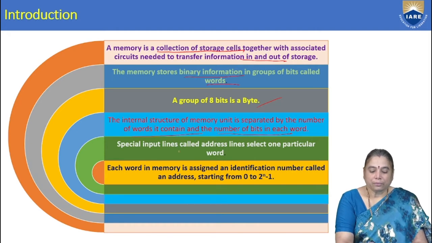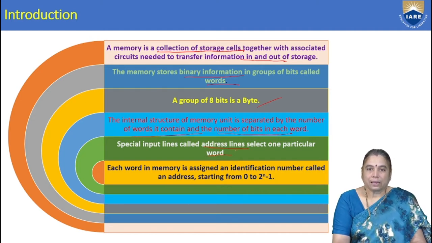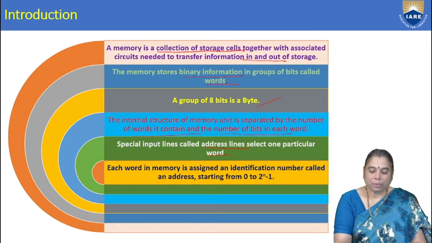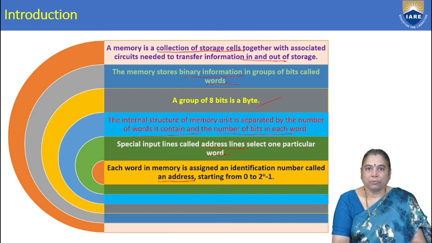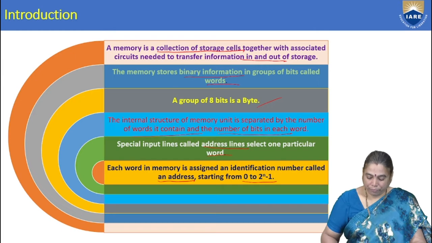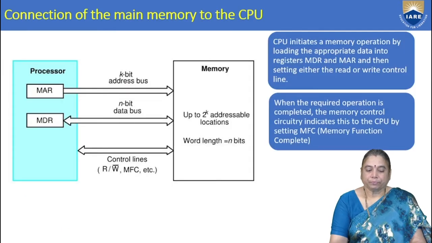Special input lines called address lines select one particular word. So address lines are used to select a specific location of the memory. Each word in the memory is assigned an identification number called address. This identification we generally refer to as the memory address. It can range from 0 to 2 power n minus 1. So this is the memory subsystem.